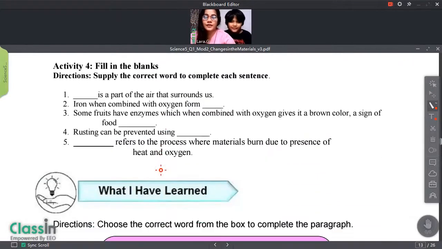I will check everything. Supply blank is a part of the air that surrounds us. Part of the air that surrounds us. Oxygen. Oxygen.